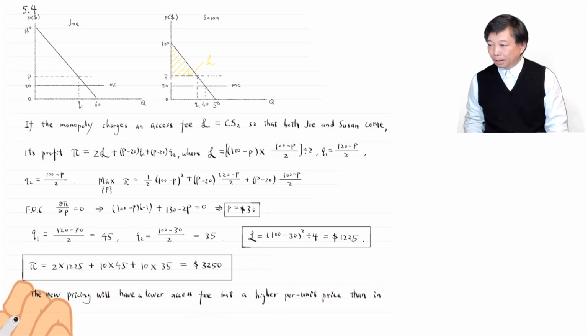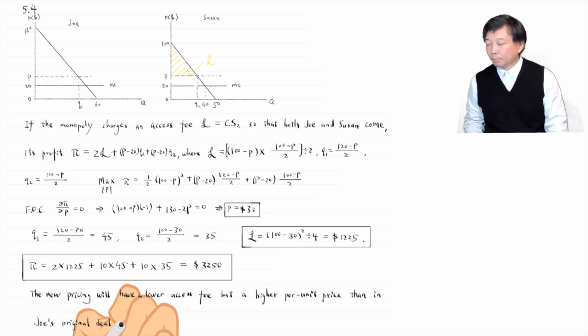We can verify that if the club charges a higher access fee so that only Joe comes, then the club's profit decreases. You may wonder why the club did not lower the per unit price to its marginal cost. That is because the loss in producer surplus from a lower per unit price more than offsets the gain from the access fee.